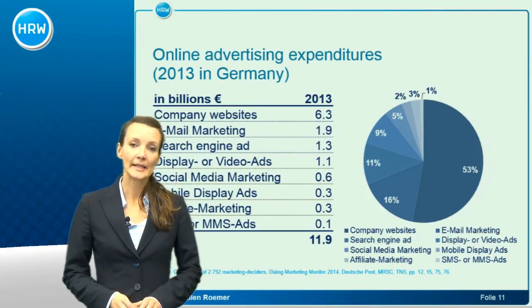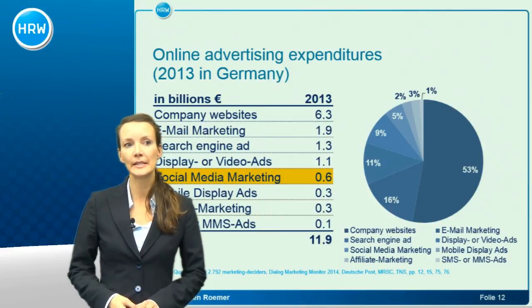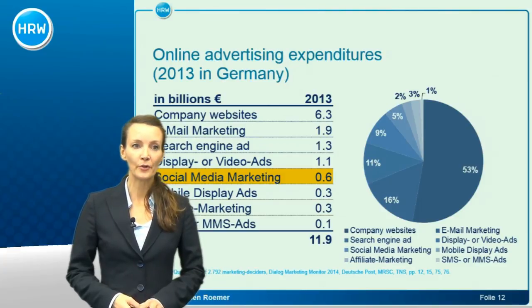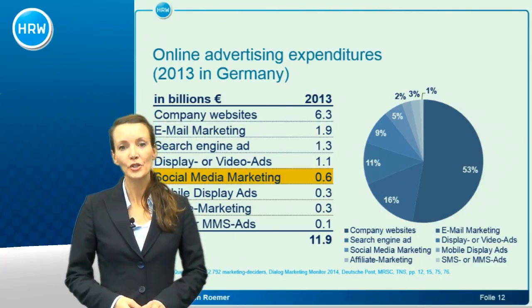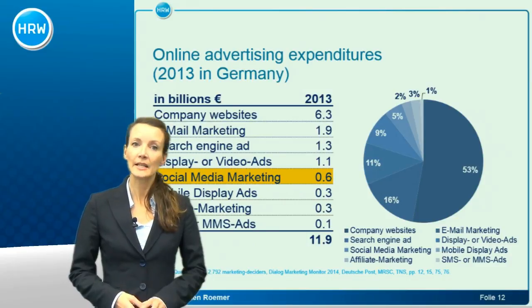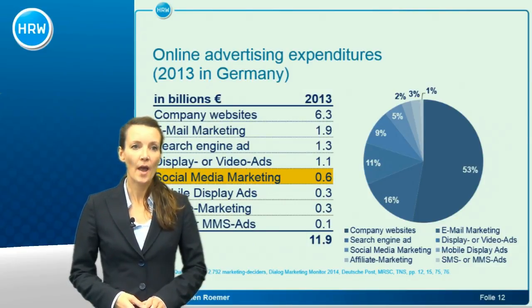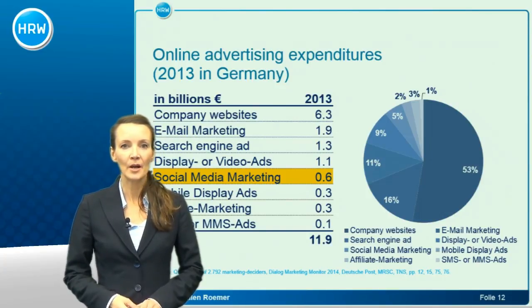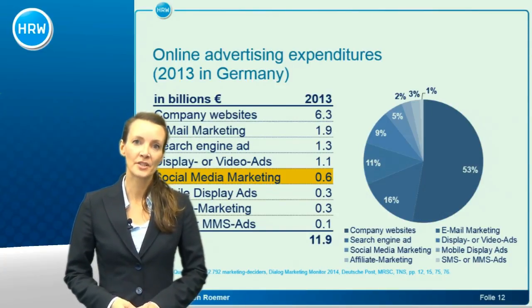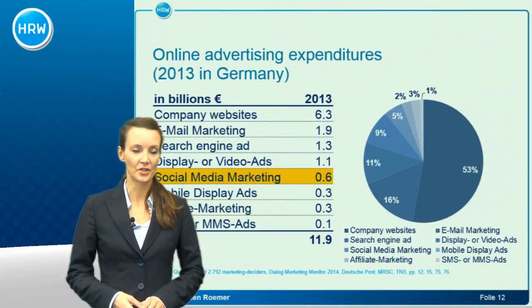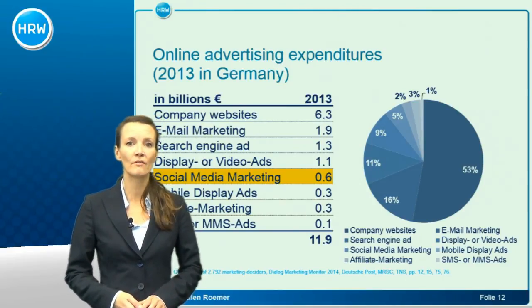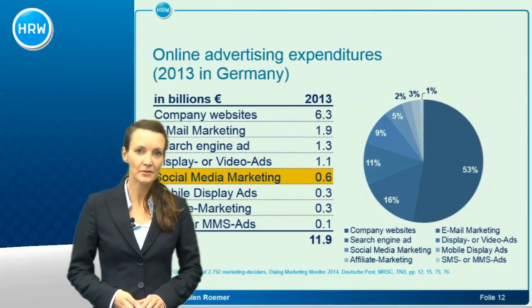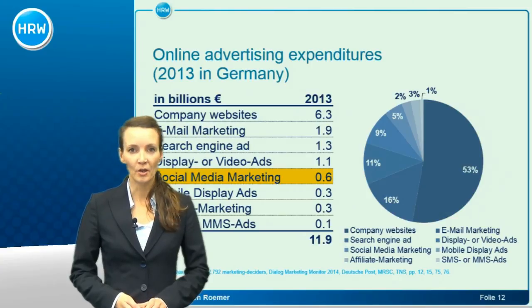The topic today is social media marketing, and here you can see in 2013, 600 million euros have been spent on social media marketing activity. It is not the biggest share. However, we have already about 5% of social media marketing activities in the budget of German marketing managers. So this is already showing that there is some importance, and it is of course interesting how this will develop in future.